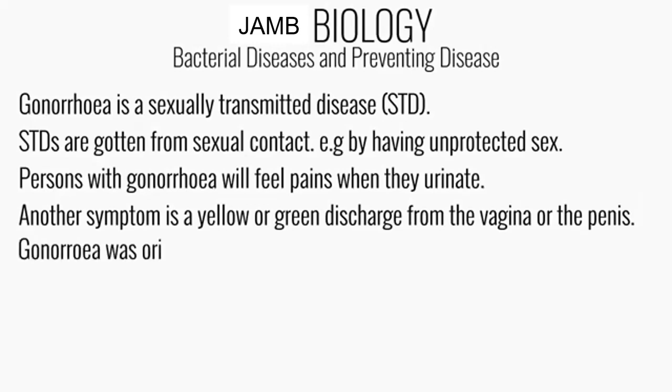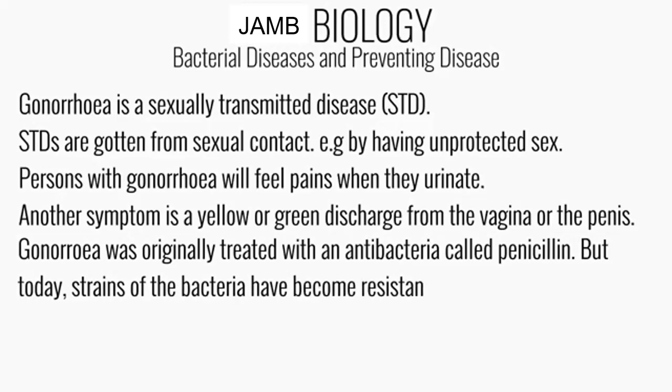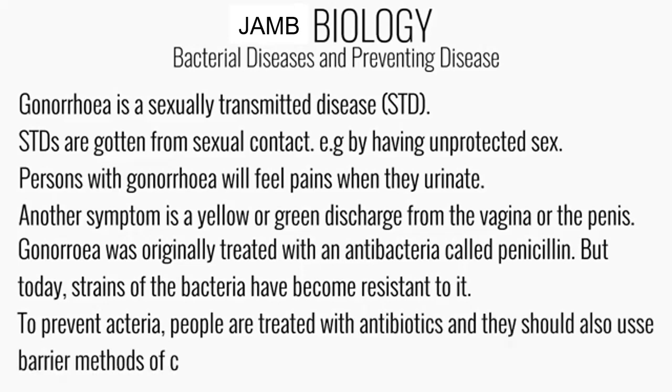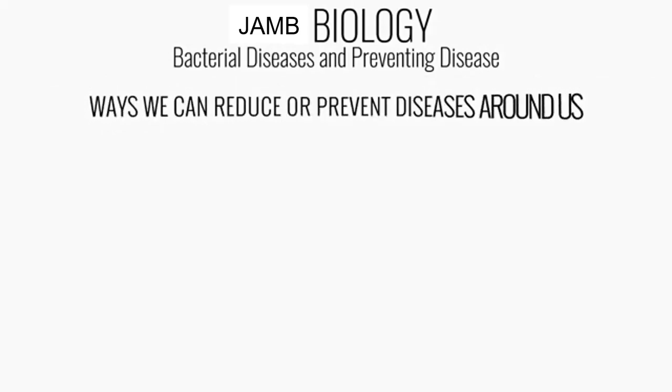Gonorrhea was originally treated with antibiotics called penicillin. But today, strains of the bacteria have become resistant to it. So to prevent the disease, people are treated with antibiotics, and they should use a barrier method of contraception, such as the use of a condom. So there are a number of ways we can reduce or prevent diseases around us.